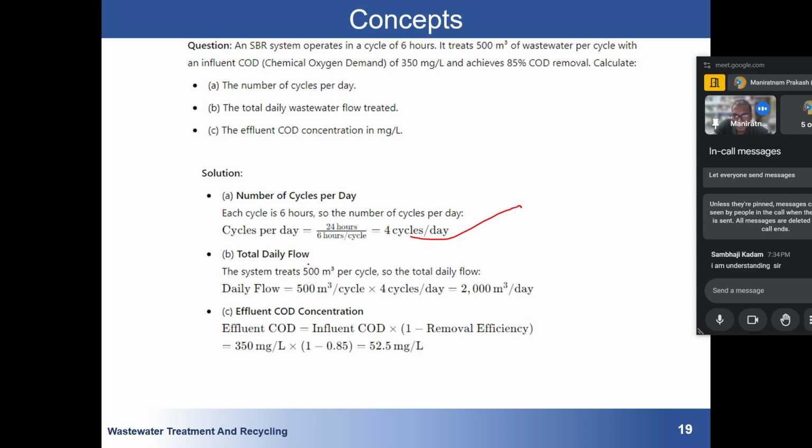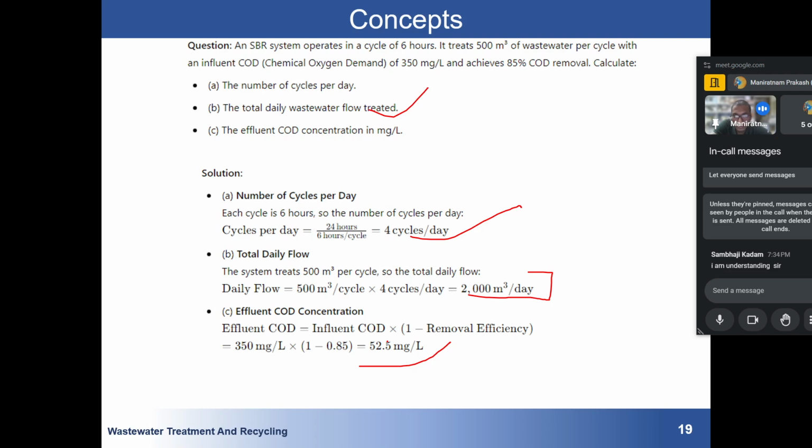The system treats 500 meter cube per cycle, so total will be 500 into 4, that is 2000 meter cube per day. This is the total amount of wastewater being treated. Then we have effluent COD. Effluent COD will be influent COD into 1 minus removal efficiency. So whatever is incoming, 85% is getting removed. So this much minus this into 85%. The effluent COD which will be coming will have a COD of 52.5.